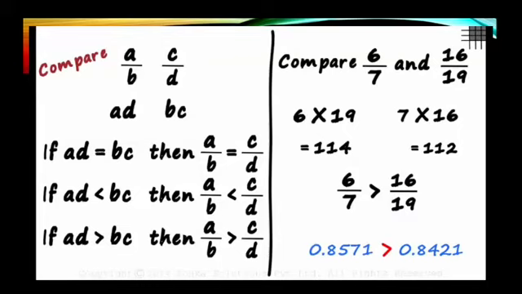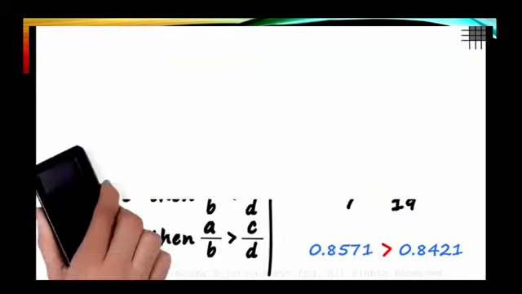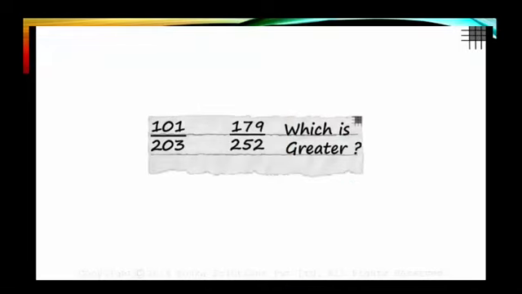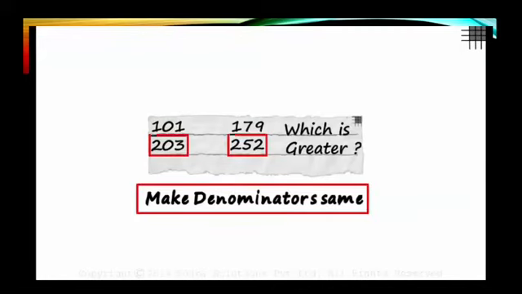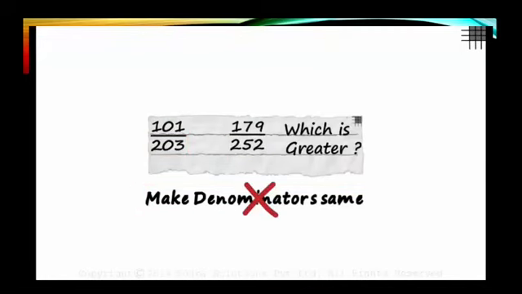But is this always the best way? What kind of questions appear in the exams? Look at this one. We need to find which one is greater. Would the making-the-denominator-same approach work here? Very difficult, as we would have to first find the LCM of 203 and 252 and then rewrite the fractions accordingly. That would require a massive effort.